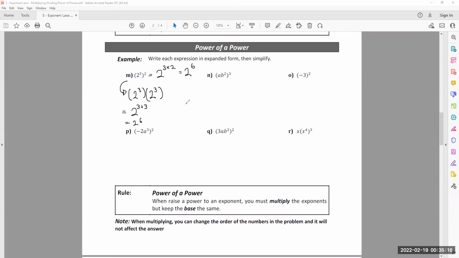All right, let's try a harder question. Ooh, inside the bracket, there is an a to the power of 1 with b to the power of 2.